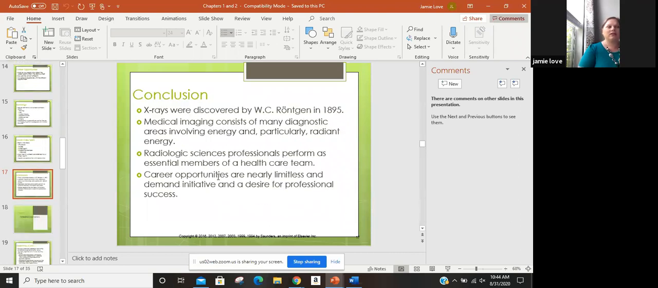So, conclusion, wrap it up. Questions that you might see on the test from chapter 1, main points. When were X-rays discovered? The different diagnostic areas that we can use our energy on that EMS spectrum. So we're going to be talking about sound waves with ultrasound, radio waves with MRI, radio and magnetic energies. X-ray is going to be using the X-ray part.